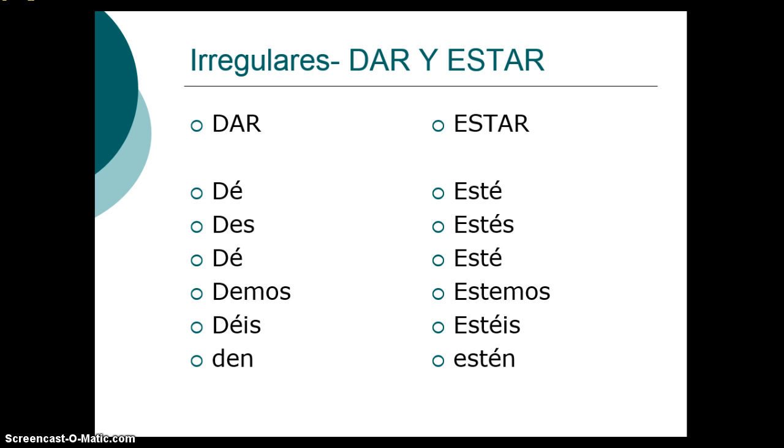Here are the irregular forms of dar and estar. Again, we've used quite a few of these, but we haven't looked at them systematically until today. Dé, des, dé, demos, deis, den. With estar, again, repeat after me. Esté, estés, esté, estemos, estéis, and estén.